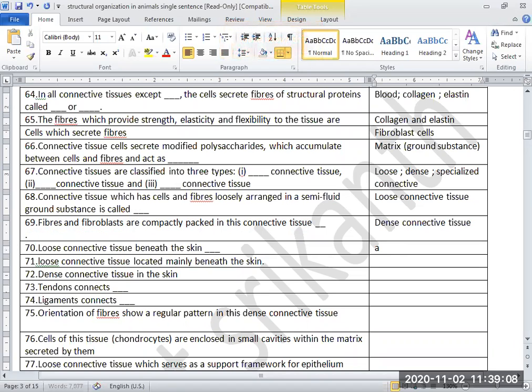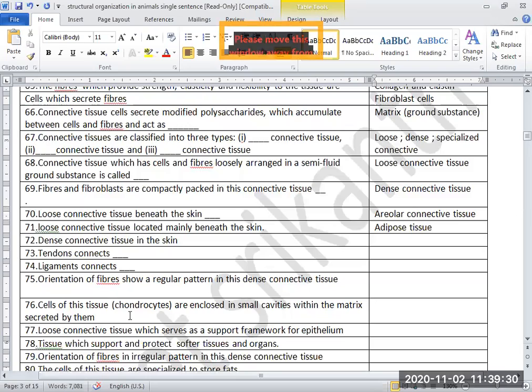Loose connective tissue beneath the skin is areolar connective tissue. Very good. See the variation in the text: loose connective tissue located mainly beneath the skin is adipose tissue. Both are present beneath the skin, but based on the NCERT sentences, you have to recognize them. Adipose tissue is mostly present beneath the skin only.